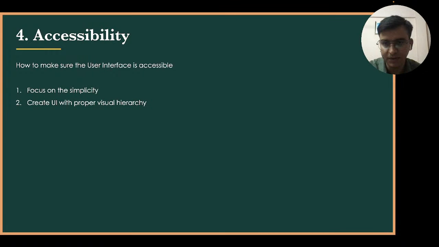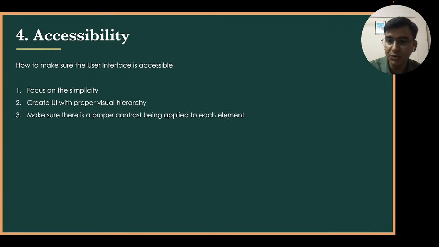I'm going to explain what exactly visual hierarchy is, but you should make sure that your UI follows proper hierarchies, right? And number three, make sure there is proper contrast applied to each element. Contrast is also something we're going to talk about in the next part. So make sure that it's properly contrasted.